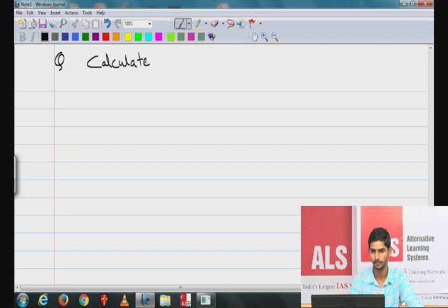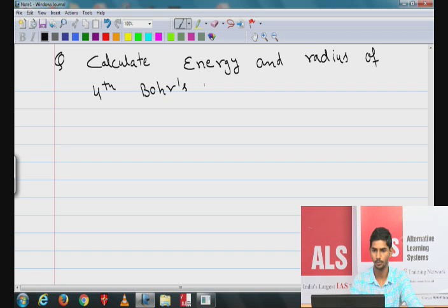Guys, I'm writing the second question for you. Calculate the energy and radius of the fourth Bohr's orbit of He plus ion.